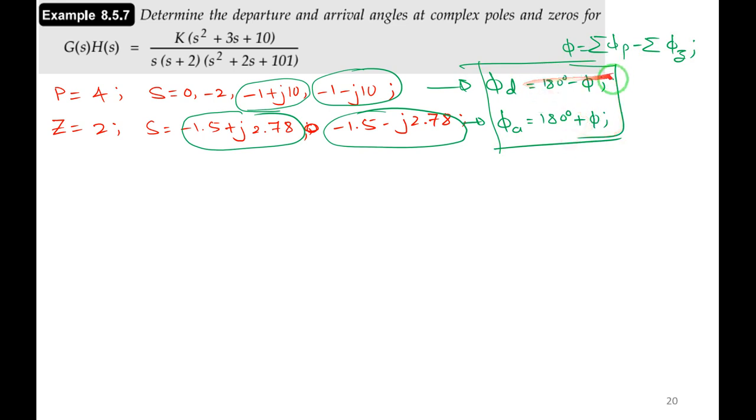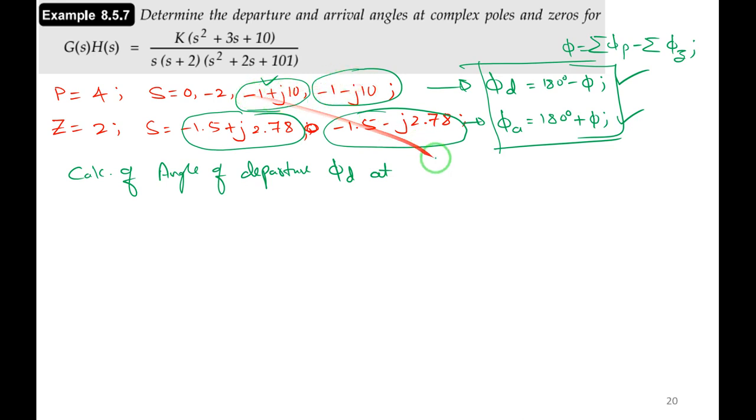First we'll calculate phi D, then phi A. First we'll concentrate on the calculation of the angle of departure, phi D, at which point? Let me take the point minus 1 plus j10. I will not take the other, because if I calculate at one point the other will be exactly opposite. So calculate the angle of departure phi D at minus 1 plus j10. We will locate all the roots.